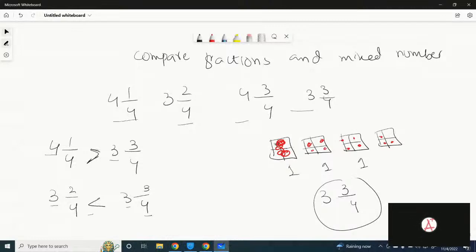Rest of the two fractions. That means 4 whole 3 by 4 is greater than 3 whole 3 by 4. Got it? Now let's just check the last one. 3 whole 3 by 4 is equal to 3 whole 3 by 4. So the just one that is less than 3 whole 3 by 4 is 3 whole 2 over 4. Got it?